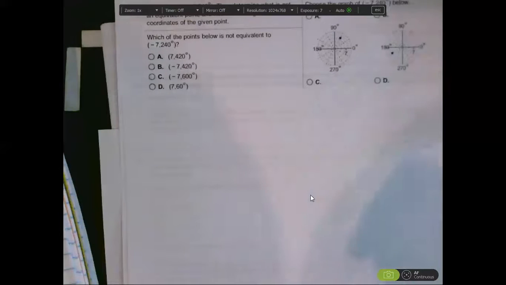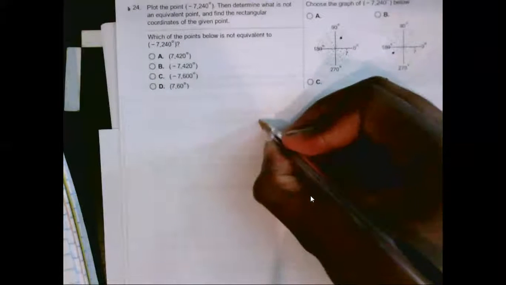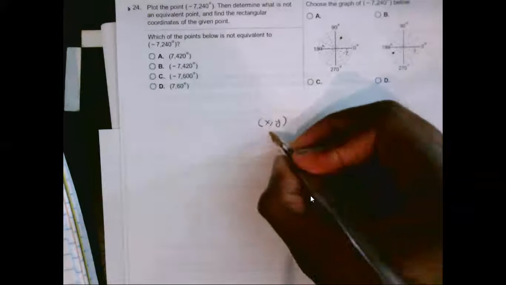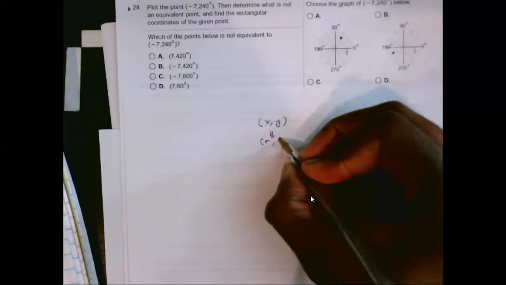So in this question we are asked to plot the point -7, 240 degrees. Now this is the representation of a polar coordinate. We used to see rectangular coordinates, but here we have r and theta, which is an angle. So in this particular case, r is equal to -7 and theta is equal to 240 degrees.